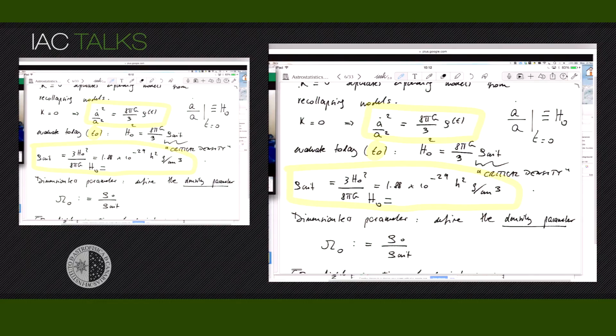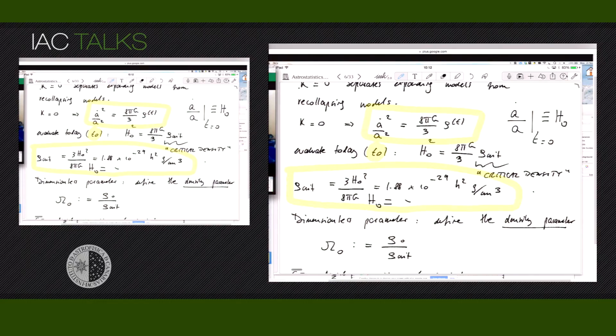So usually what we do, we write h naught equals 100 times h kilometers per second per megaparsec. And so small h parameterizes our ignorance of the current Hubble expansion rate. Small h is a dimensionless quantity of order 1. Typically, small h is measured to be 0.7 today. And so this is what appears here.